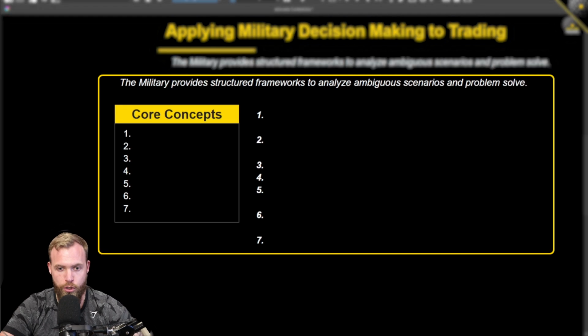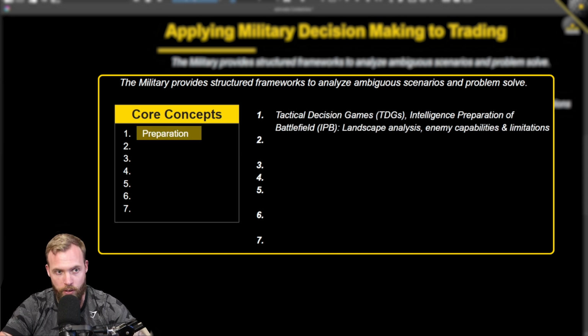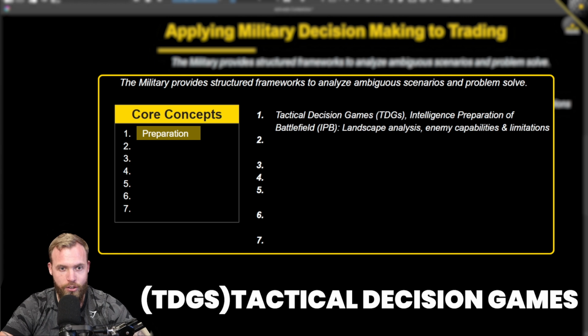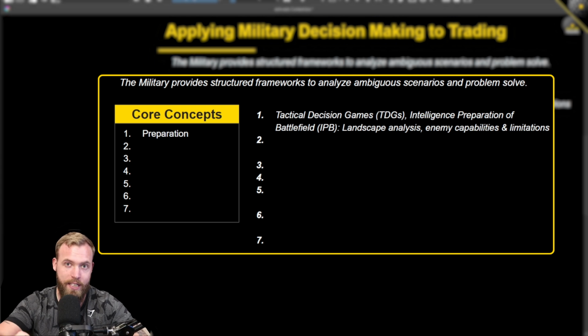So the first core concept is that of preparation. In the military, we use things called TDGs, tactical decision games. The purpose of a TDG is to put you in a scenario. We paint a scenario and then we say, boom, magic has happened and you're now in this scenario. What are you going to do? Talk about it. Walk us through it.